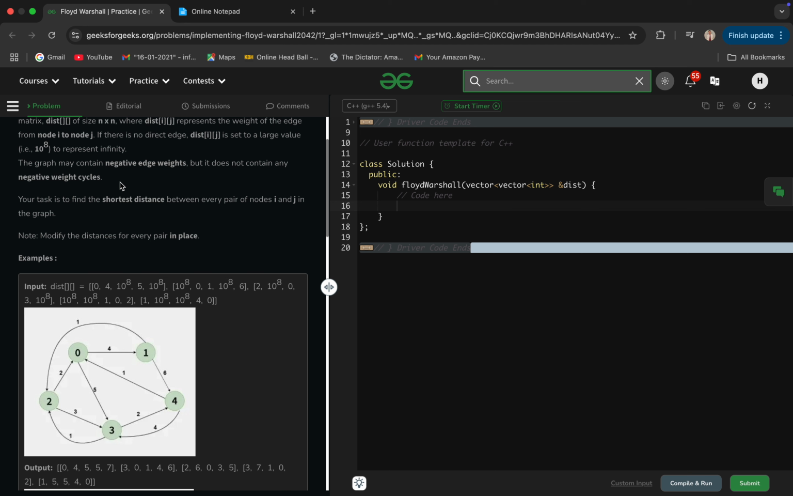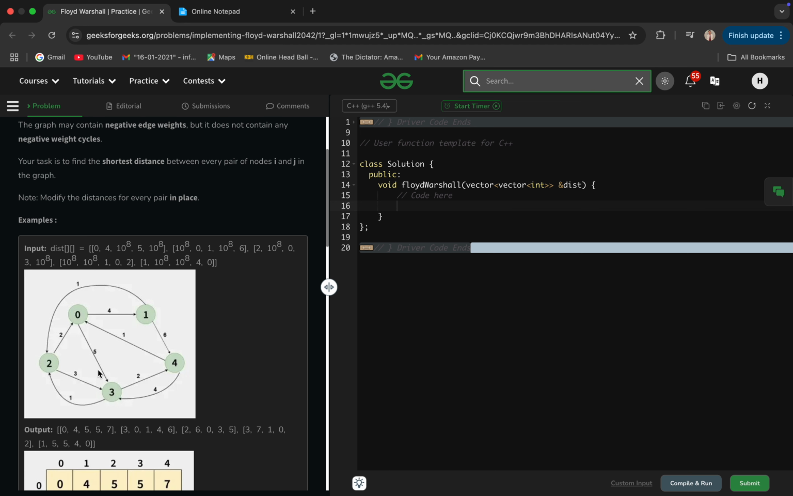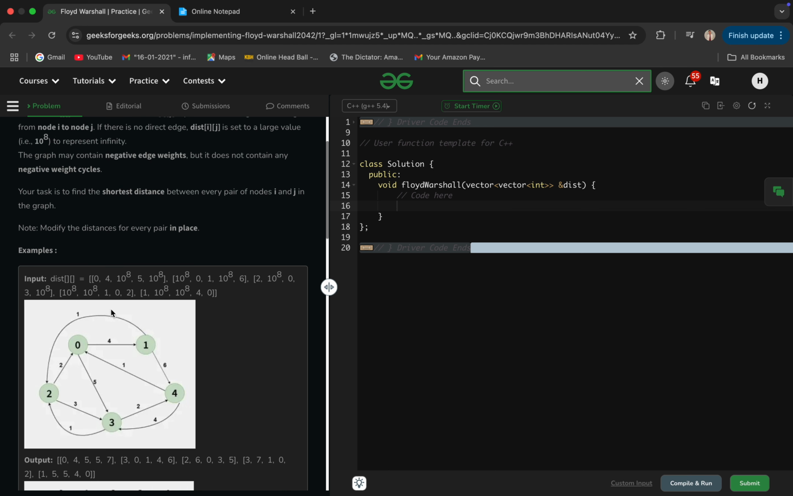The graph may contain negative edge weights, but it does not contain any negative weight cycles. So it means it could be having negative weights, but it won't be having negative weight cycles, so that it won't be going into the infinite loop. Your task is to find the shortest distance between every pair of nodes i and j in the graph.